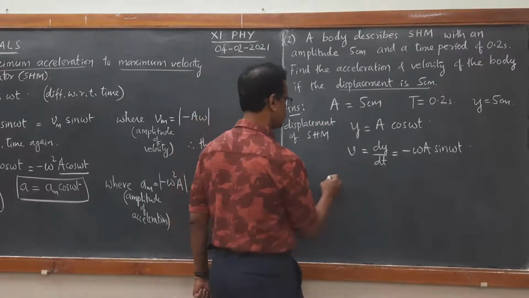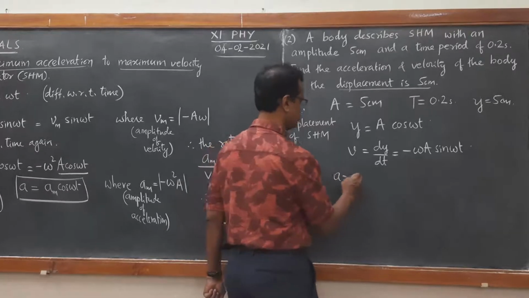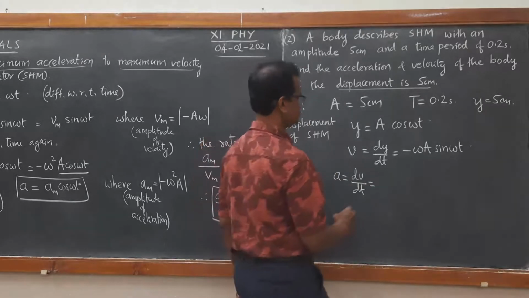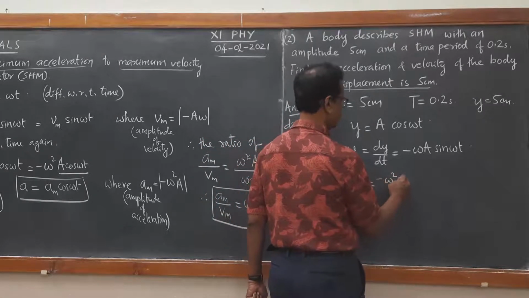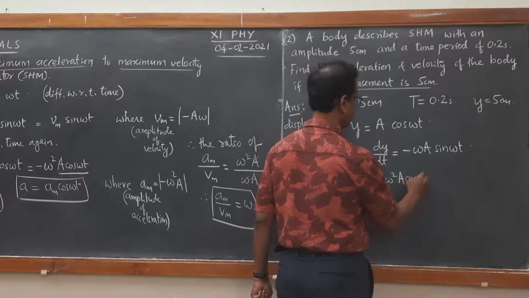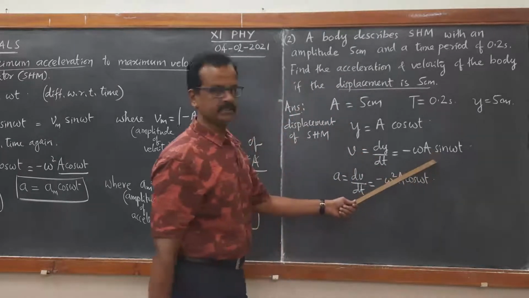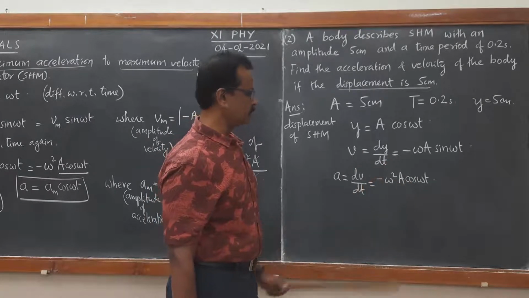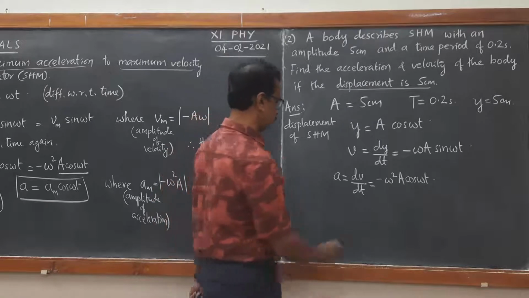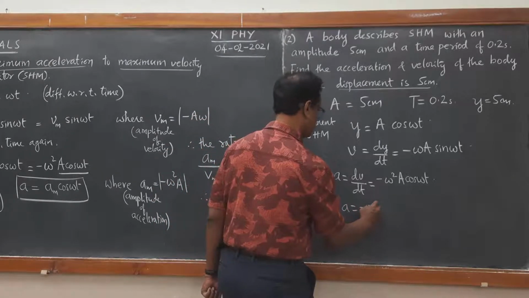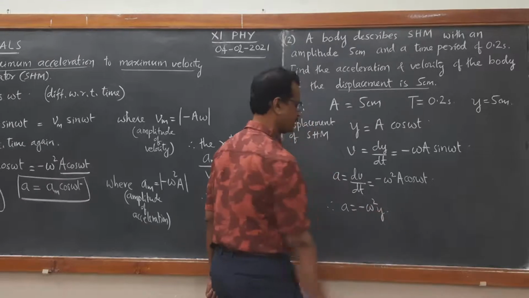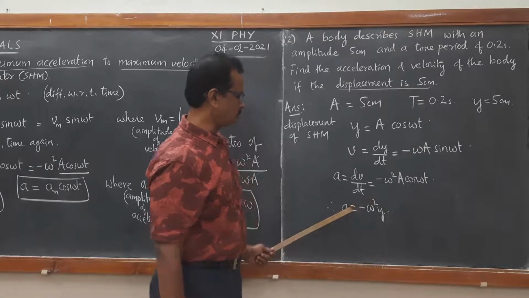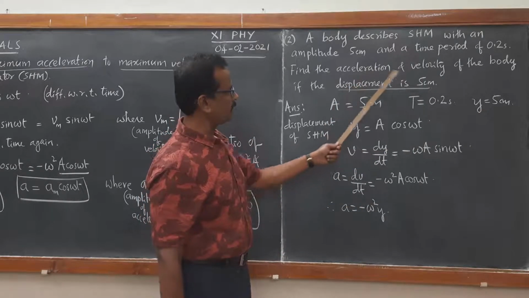Differentiating once again, we get acceleration is equal to dv by dt, which is equal to minus omega into omega square a cos omega t. After differentiating this once again, we get minus omega square a cos omega t, which is equal to minus omega square into y. Therefore, a is equal to minus omega square into y. Now, at displacement 5 cm, what is acceleration and what is velocity?